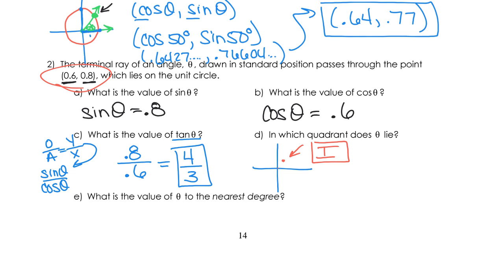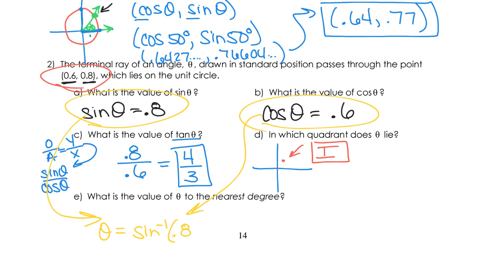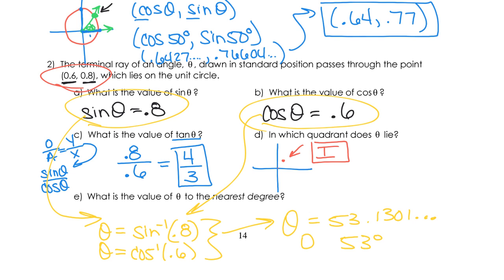If we ever have to solve for theta, we have 2 ways of doing it. We could say theta equals sine inverse of 0.8, or we can say theta equals cosine inverse of 0.6. Either way, whichever one we type in, we end up with theta equaling 53.1301... which to the nearest degree is 53 degrees.